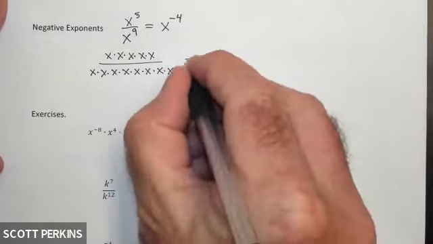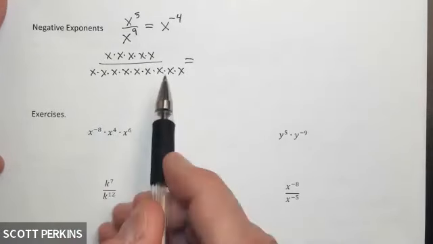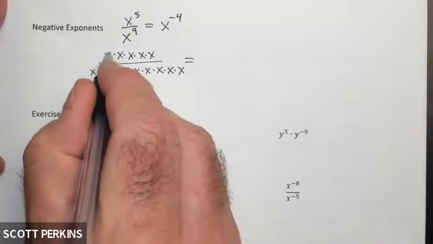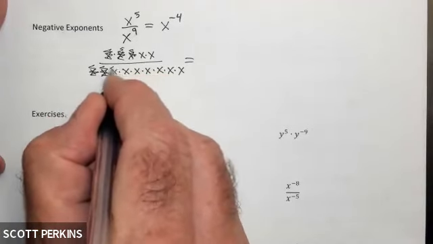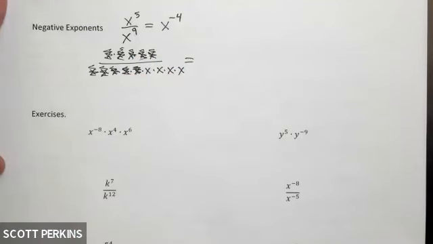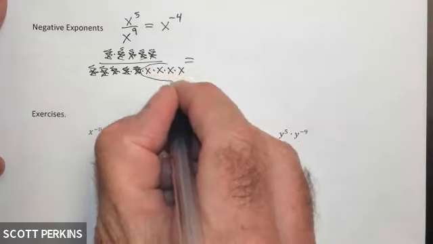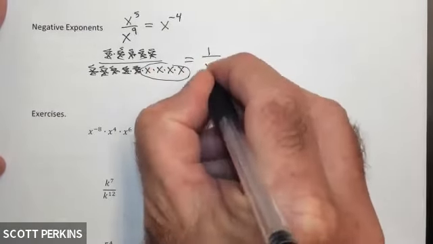Now when I cancel, I have 5 x's in the top. I can cancel with 5 x's in the bottom. So I'm going to go ahead and do that. So 1, and then 2, and then 3, and 4, and 5. So here's the result. How many x's do I have left? And where are those 4 x's? That's what the negative exponent is telling you, is that the result of this is you have 4 x's in the denominator.